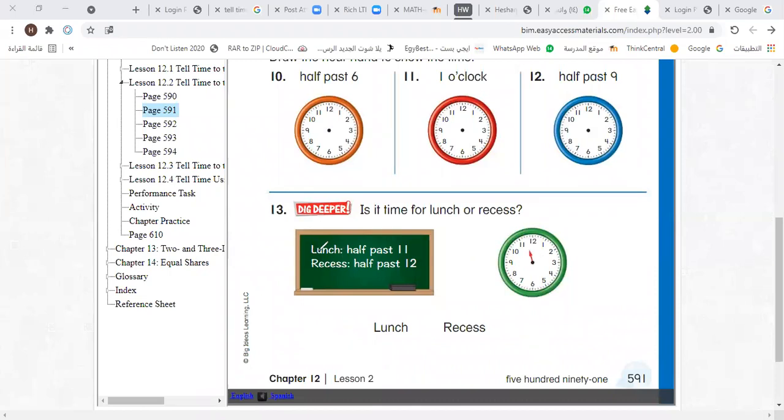So let's choose lunch. Lunch, half past 11, and this is half past 11. So let's circle this word lunch.